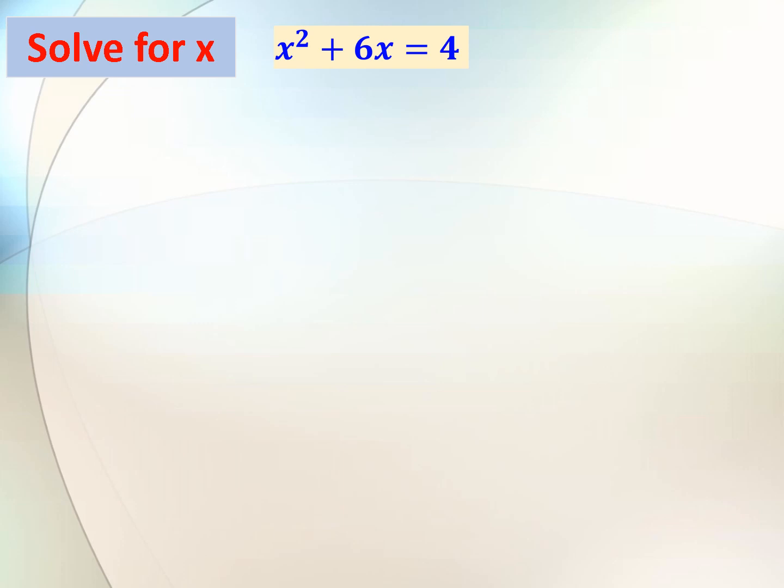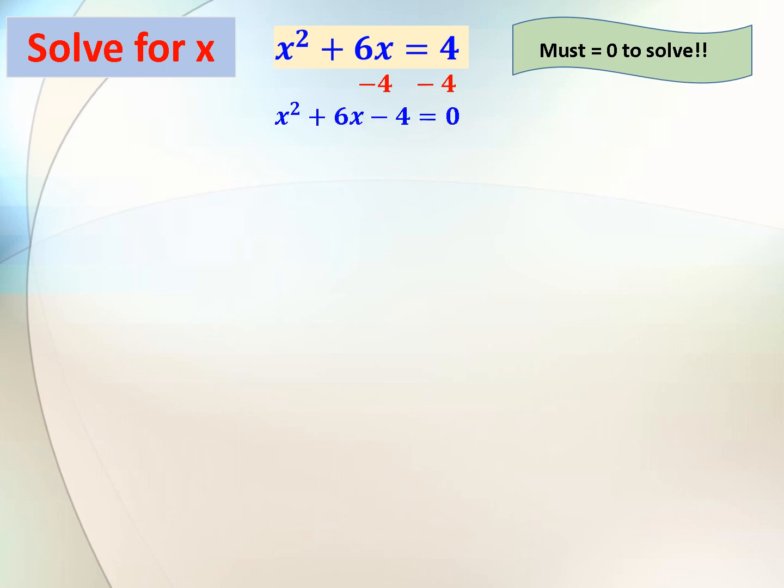All right, let's actually talk about how we use the quadratic formula to solve for x. So remember, the key part of solving any quadratic equation is that it equals 0. So I have to subtract 4 from each side to make it equal 0. So that turns it into x squared plus 6x minus 4 equals 0. Now, I don't have an a value written, so please remember that that means a equals 1.